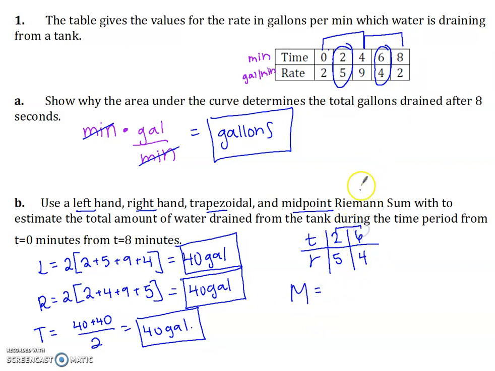So for your midpoint sum, if I look at the space here, it's no longer 2. The space between these, from 2 to 6, that space there is 4. And then I'm just going to add up my y values. Remember, for the midpoint, we use everything here. Where the left and right, you leave one side out. For the midpoint one, you use every value you have for the y value. And so that is going to give us a midpoint sum of 36 gallons. Always make sure you label your answers.